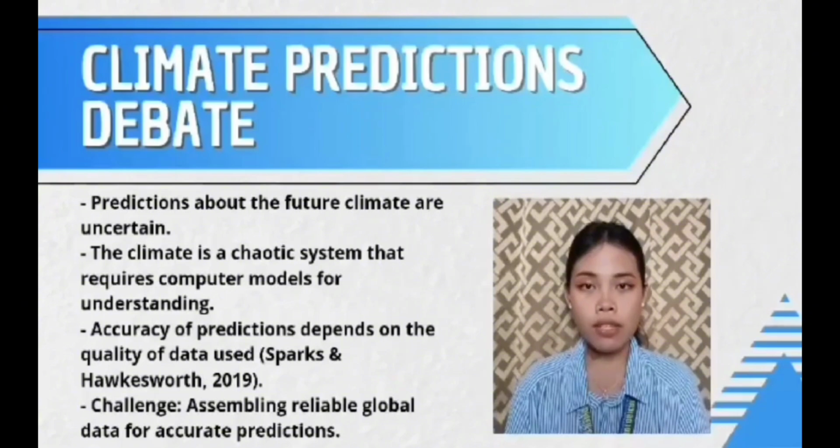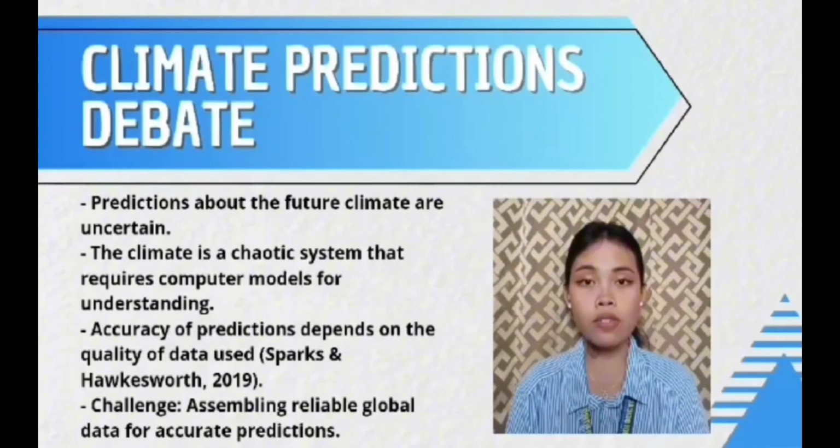Predicting the future climate is a challenging task due to the chaotic and complex nature of the climate system. The term chaotic refers to the fact that small changes in one part of the system can lead to unpredictable and amplified effects elsewhere, making precise predictions difficult.